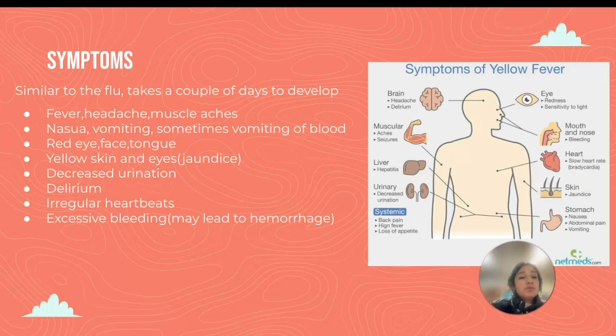Okay, so symptoms. The symptoms are similar to the flu. It actually takes a couple days for the symptoms to develop, about 1 to 4 days. The symptoms include fever, headache, muscle aches, nausea, vomiting, and sometimes even vomiting blood. You get redness in the eyes, face, and tongue. Your skin can turn yellow, as well as your eyes.